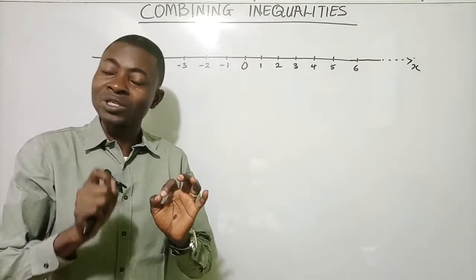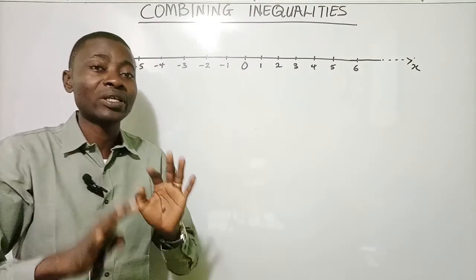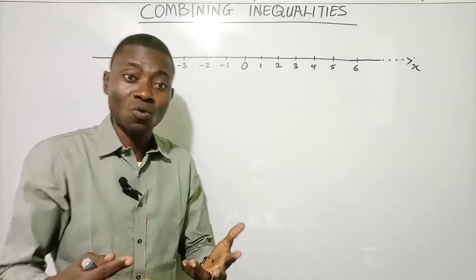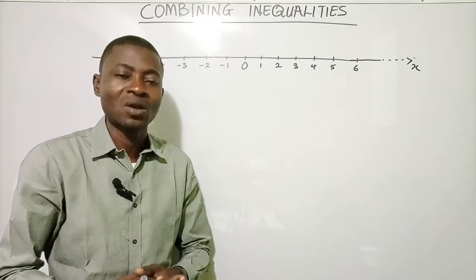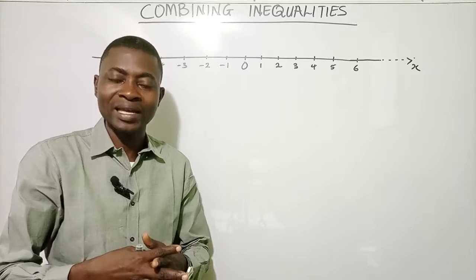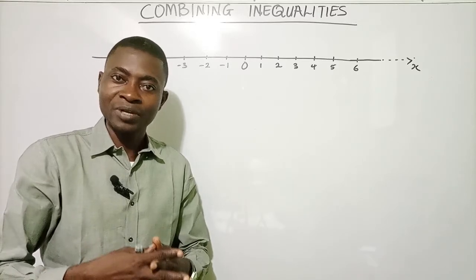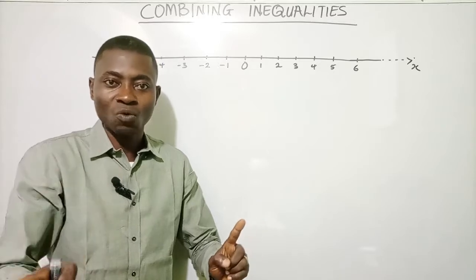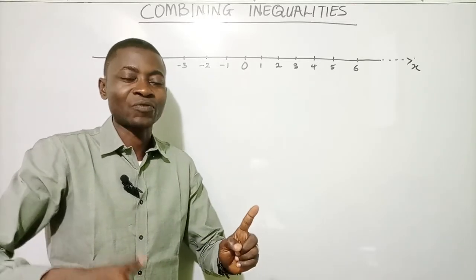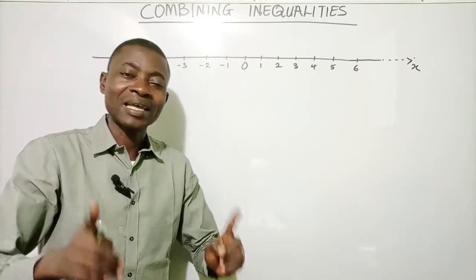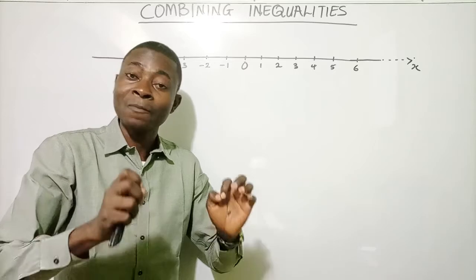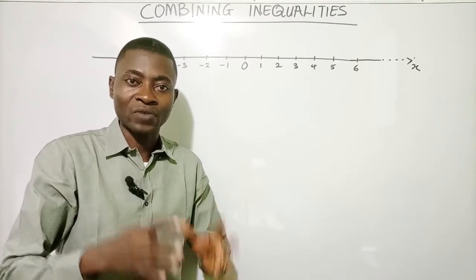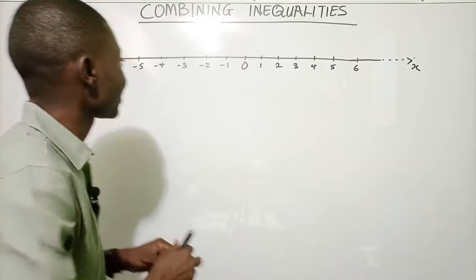Now we need to note something here: it's not all inequalities that we can combine. There are some inequalities that we cannot combine, while there are some that we can combine. How do we know this? Please watch this video to the end so that you'll be able to identify the type of inequality that you can combine and the type that we cannot combine, and then be able to write out the possible values of the integers that cover the values of x. Okay, so now let's start.